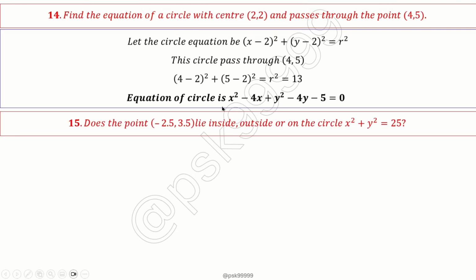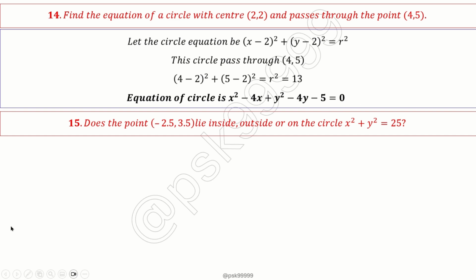Find the equation of a circle with center (2, 2) and passes through the point (4, 5). This is a straightforward question. With the center, I can construct the circle equation which is (x minus 2) whole square plus (y minus 2) whole square equal to r square. Now substitute (4, 5). I get r square, which is nothing but 13. So I just put it and expand it.